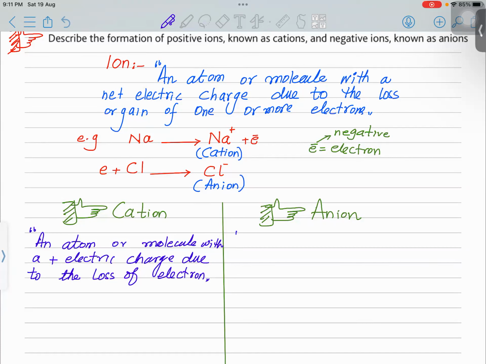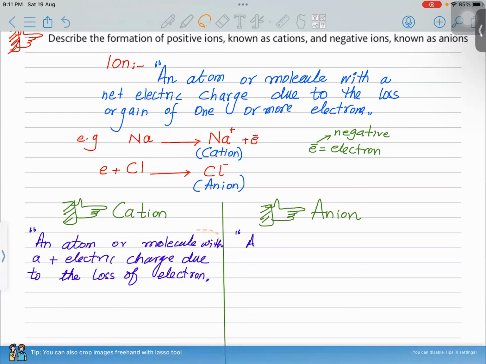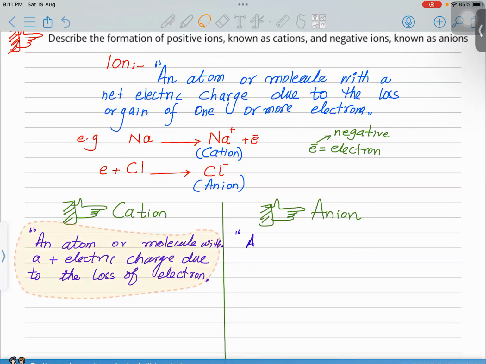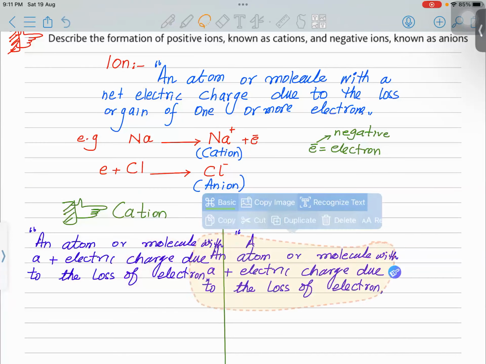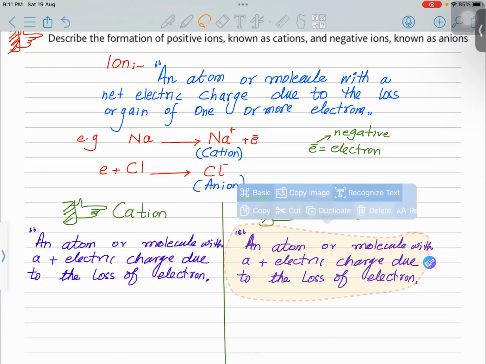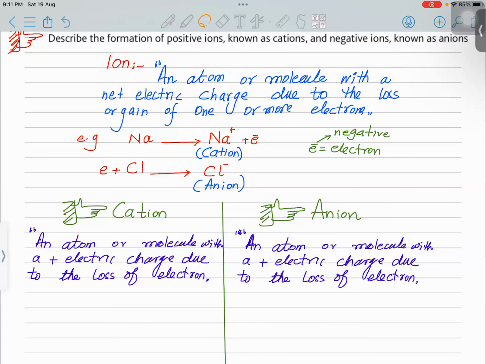Anion: an atom or molecule with negative electric charge due to the gain of electron. Due to the gain of electron.